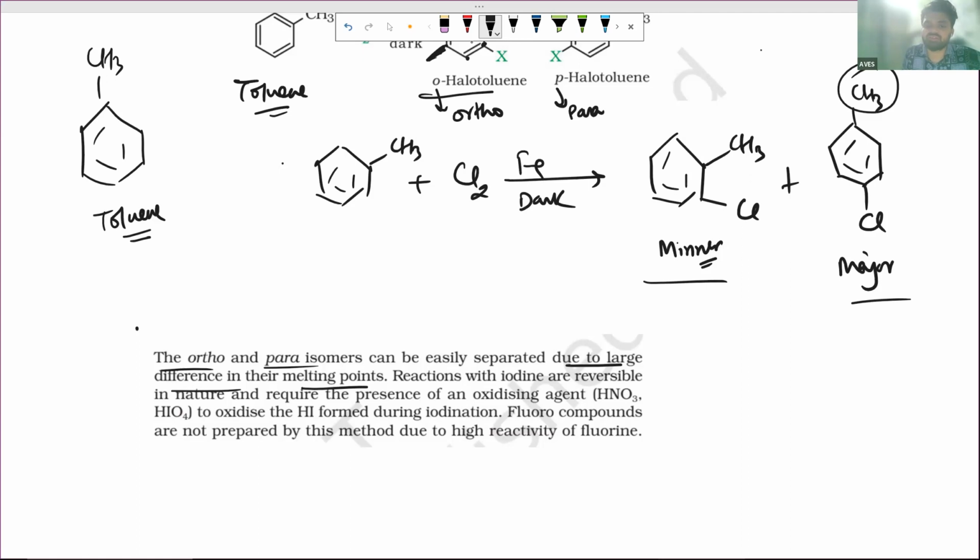Reactions with iodine are reversible. Means if you are reacting with iodine, this can also be reversed in nature, and it requires the presence of an oxidizing agent, HNO3 or HIO4, to oxidize HI. Fluoro compounds are not possible by this method due to the high reactivity of fluorine. Got it? So note down only this line: these ortho and para isomers can be separated out because of the higher difference in their melting points.